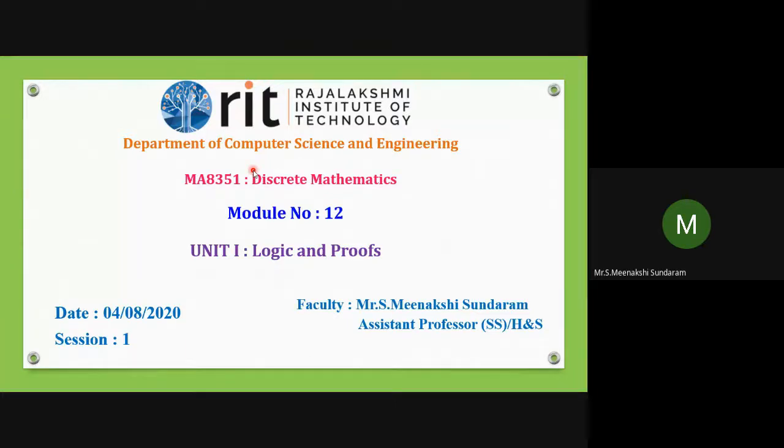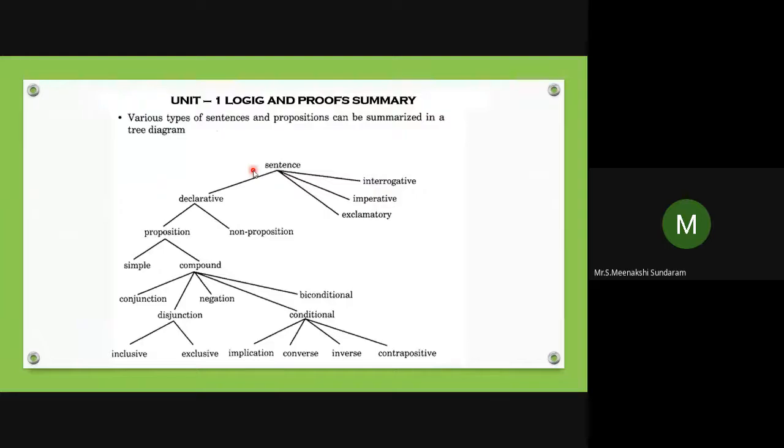Today is the last class for Unit 1, Module 12. Unit 1 is Logic and Proofs. Logic and Proof summary: various types of sentences and propositions can be summarized in a tree diagram.